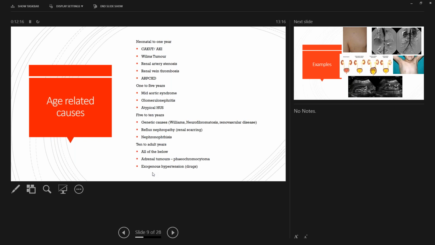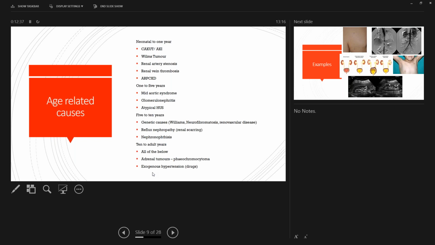Renal artery stenosis and renal vein thrombosis can both occur in the younger infants, usually from traumatic birth injuries or if they've needed umbilical catheters. And then your polycystic kidney: specifically in the younger years, you're going to see autosomal recessive polycystic kidney disease.